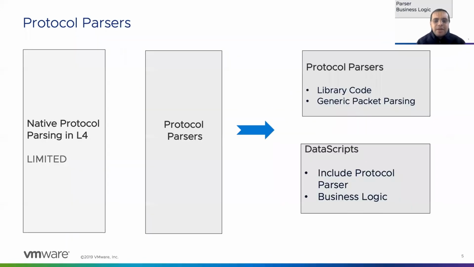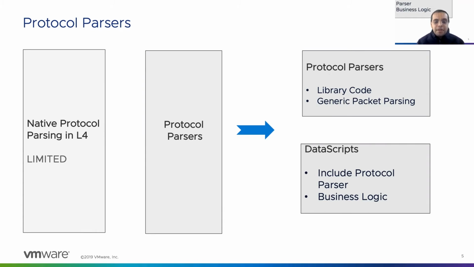Let's dwell slightly on a subcategory of DataScript, namely the protocol parsers. As discussed, native parsing of L4 protocols is limited, and DataScript acts like a Swiss Army knife to interpret apps on top of L4. For ease of configuration, Avi enables packaging of Lua scripts called protocol parsers. The difference between DataScript and protocol parser is very simple. A protocol parser acts like a library, housing the grunt protocol parsing and other standard code, while DataScripts can invoke the protocol parser as a library and house only the business logic.